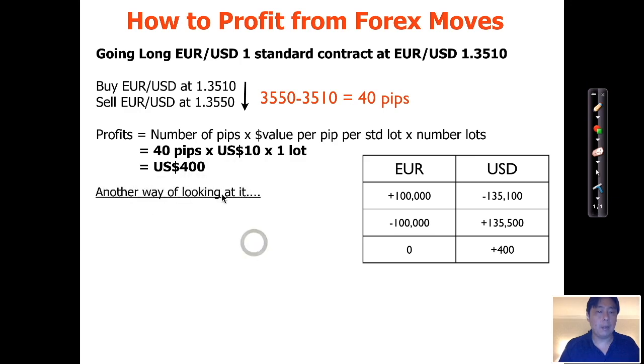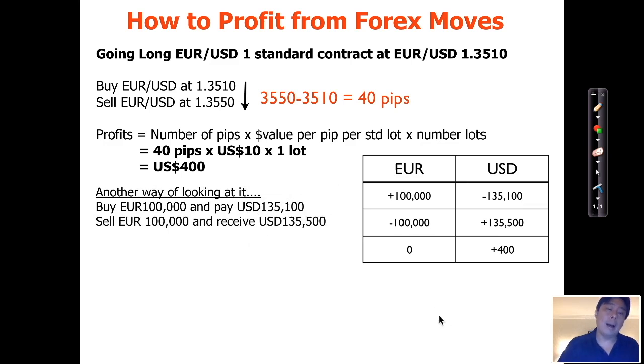Okay. So another way of looking at it is that I'm buying 100,000 euros and paying $135,100. I'm buying 100,000 euros and paying 135,100 for those 100,000 euros. And then I sell 100,000 euros over here and receive $135,500. Right? As you can see over here.